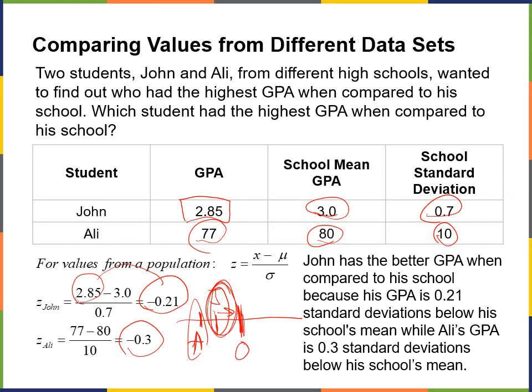While you may look at just raw numbers and say Allie has the higher GPA, in actuality, when you convert them to a standard scale to compare them, John has the higher GPA relative to his school versus Allie relative to her school.